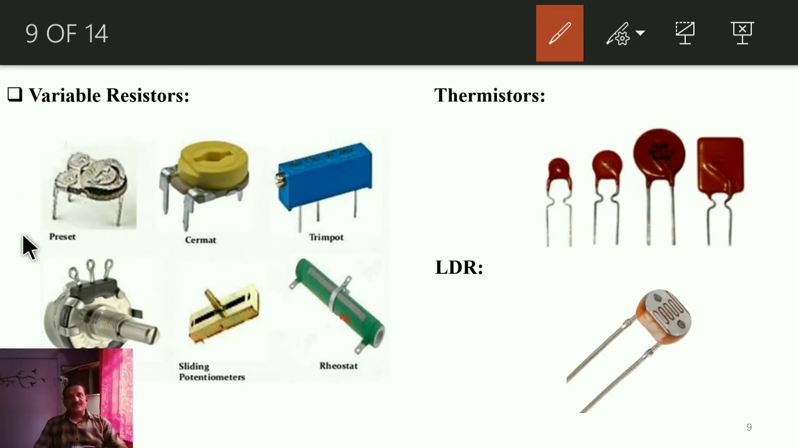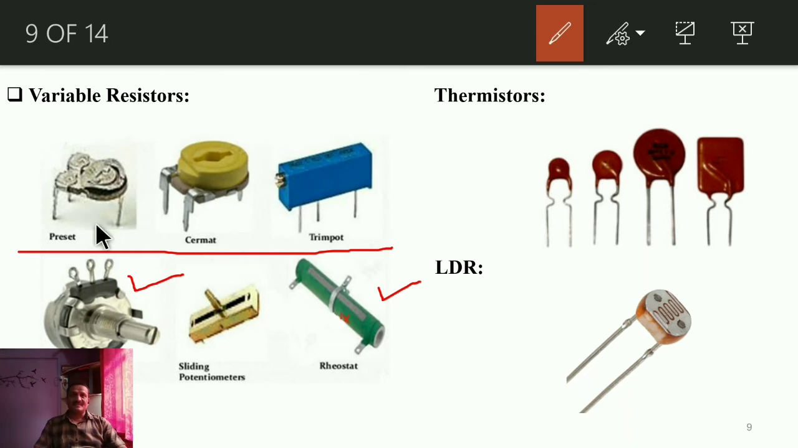Again, it is available in PCB mountable form as well as for high power handling capacity. That is nothing but rheostat or high wattage potentiometers. So these are used for high power applications, and these upper ones are used for PCB purpose. That means it is PCB mountable. As it is PCB mountable, its power handling capacity is very less as compared to these two.